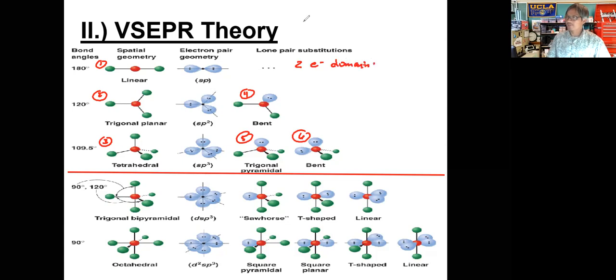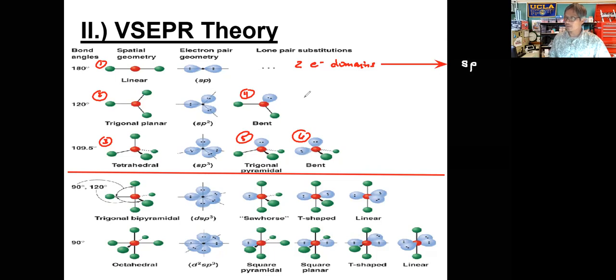When you have two electron domains, what we can be certain of is that the hybridization that allows for two electron domains is going to be sp hybridization. So this is sp hybridization that can account for the two electron domains that situate themselves around a central atom.